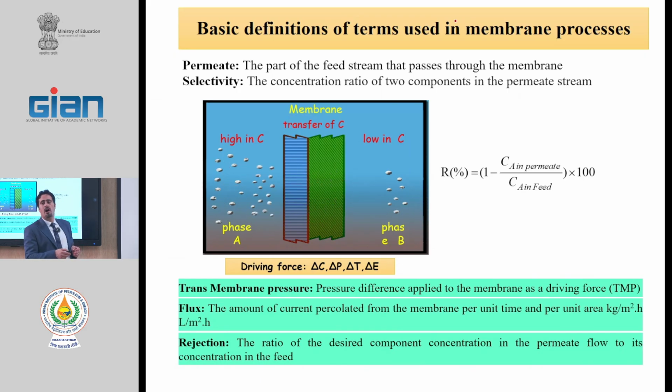For saying how much permeate passes through the membrane, we have flux. Flux, with a unit of kilogram per meter squared per hour or liter, is the amount of the stream that penetrated, percolated, or passed through the membrane per unit time and per surface area of the membrane. With a high membrane surface or high time, we will have a high flux.